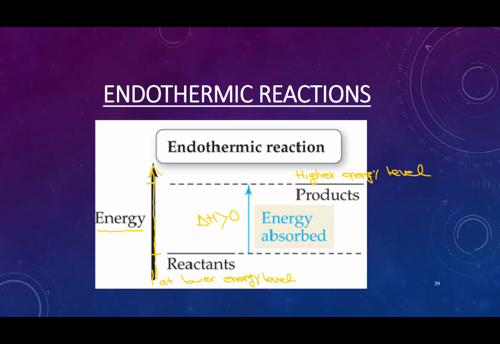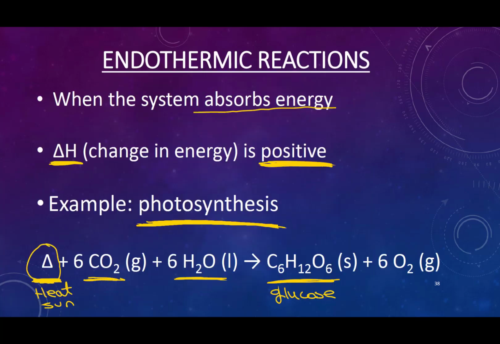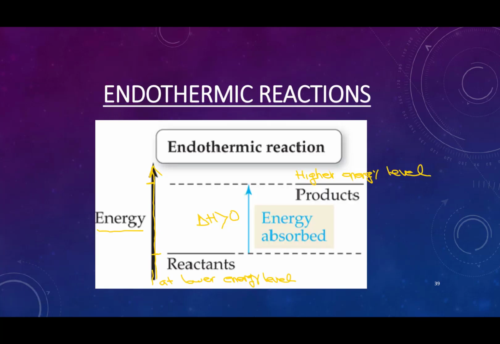And as I told you guys in the previous slide, photosynthesis is one of the examples of endothermic reactions because on the reactant side, as you could see here, the system is absorbing energy. That makes the energy of the system positive. That's what it means by endothermic reactions: the change in energy, delta H, is positive.